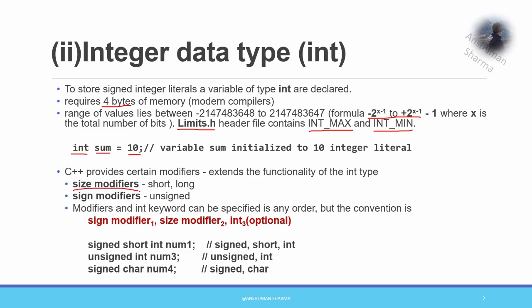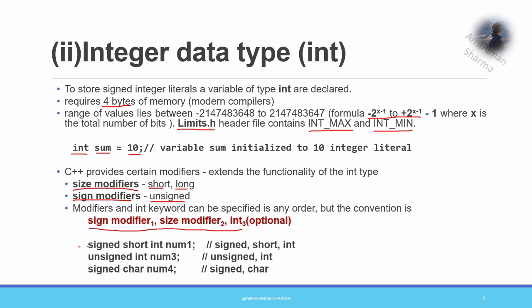Now the integer data type can be extended and in fact made shorter with the help of size modifiers. So there are size modifiers short and long, and there is a sign modifier which is unsigned. Generally these modifiers are prefixed before int, such that first is the sign modifier, then the size modifier, and then int. So if you are not writing int with the size or sign modifier, it can still work.